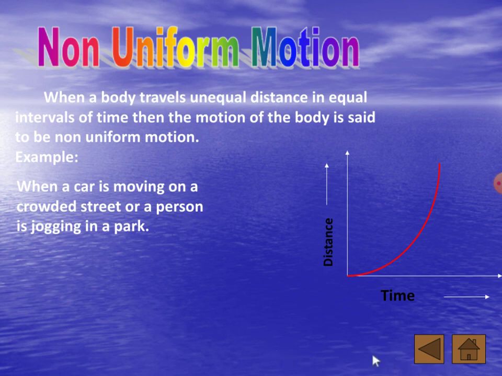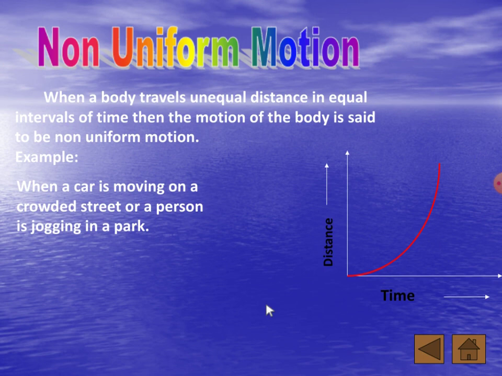At some time, what happens? The distance moved will be very short. Where the speed is more, from somewhere to here, the speed will be more, so the distance covered will be more, like that. So if the distance covered per unit time is different, then that type of motion we call non-uniform motion. In short, we can say that if unequal distance is covered by the object during equal intervals of time, then that type of motion is known as non-uniform.